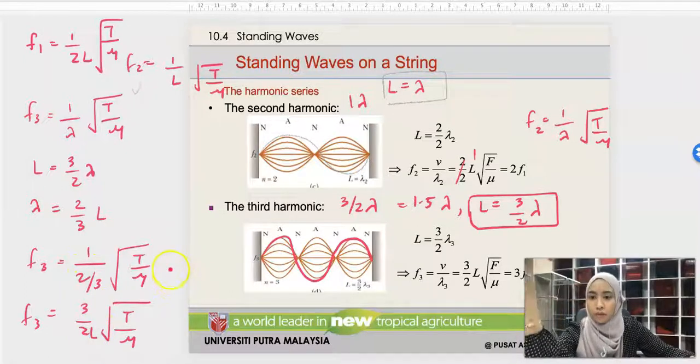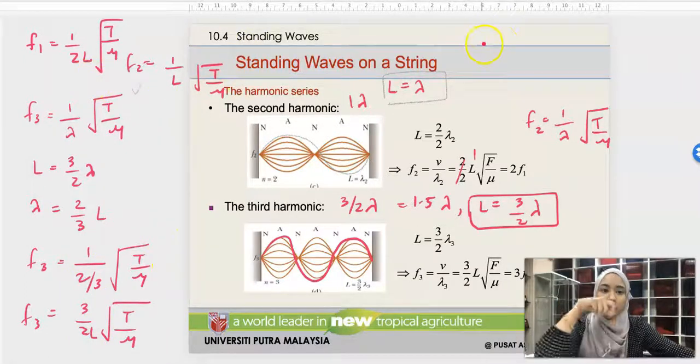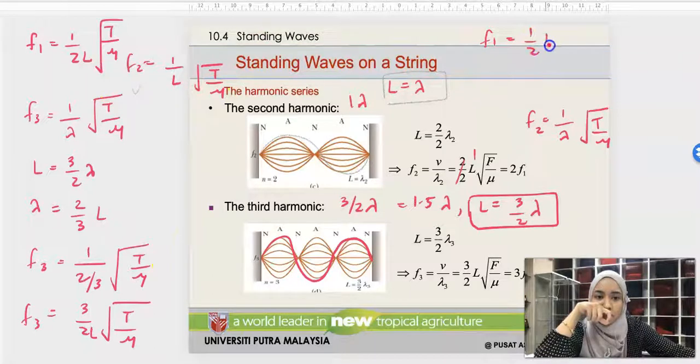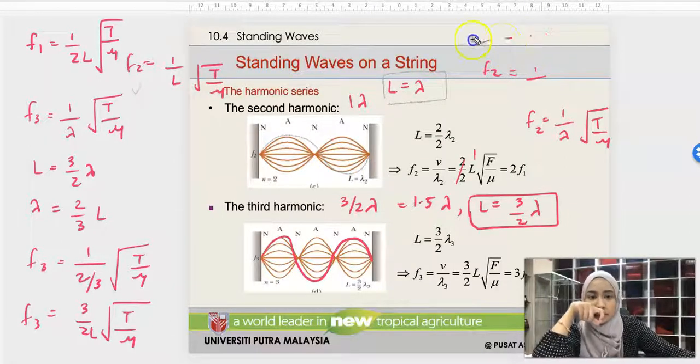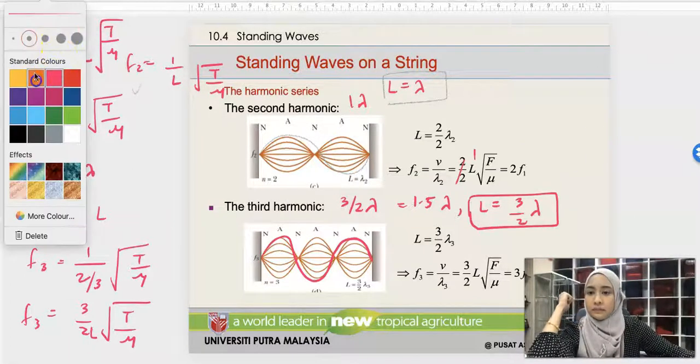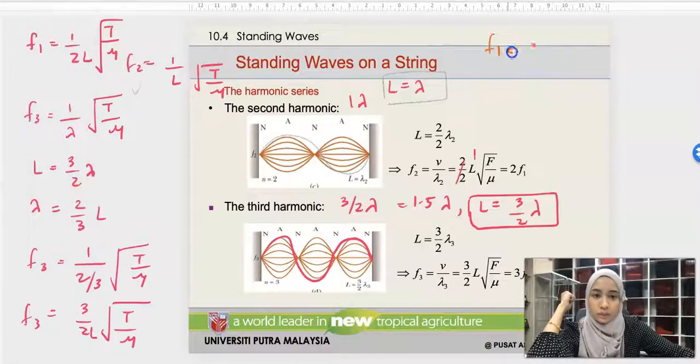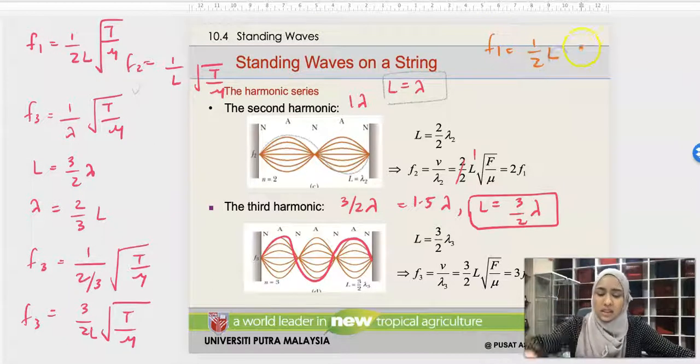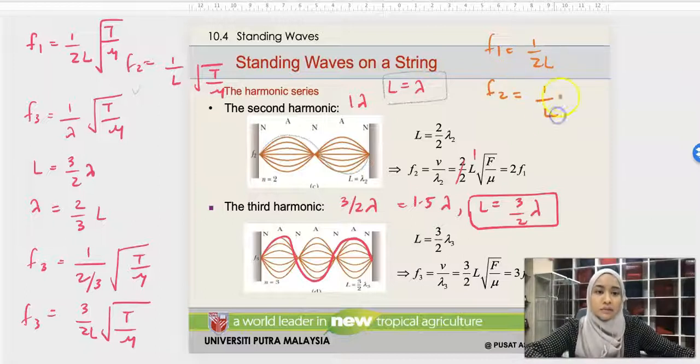Okay, so F1 is 1 over 2L. F2 is 1 over L. F3 is 3 over 2L.